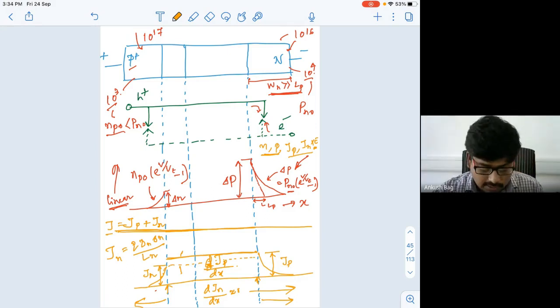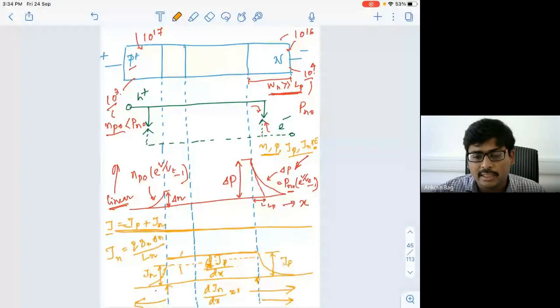So I am stopping here. Actually, I have another meeting, so I'll continue this in the next class. After this, Arpit will discuss a few numericals based on the PN junction under equilibrium as well as the PN junction under bias. So now, Arpit, you can continue this tutorial session.